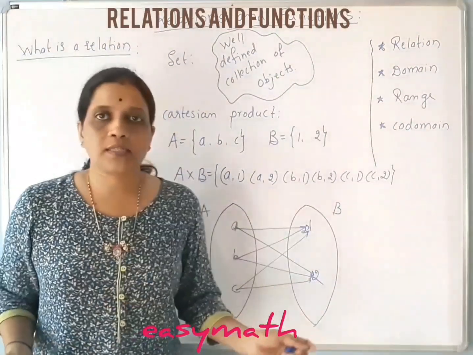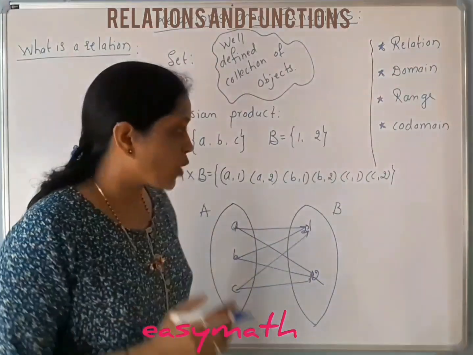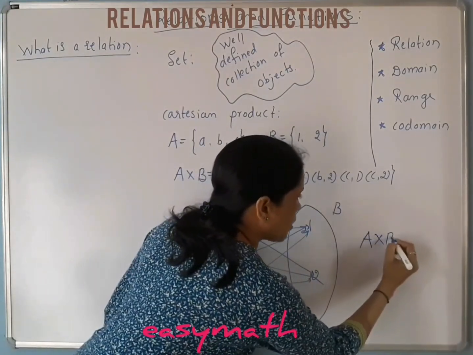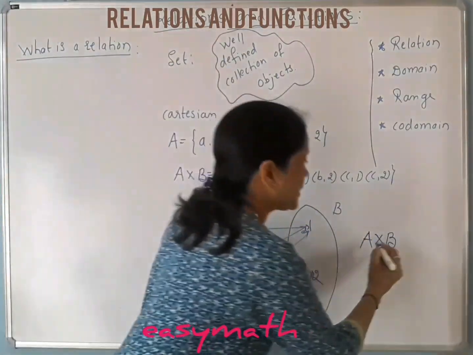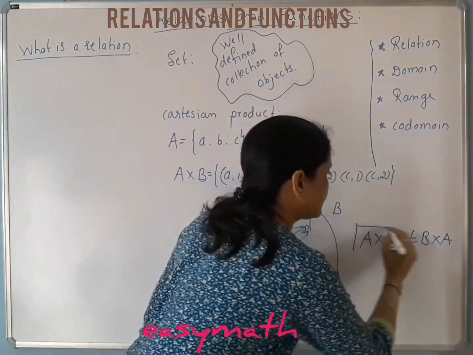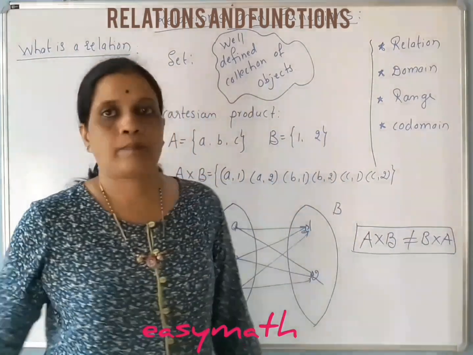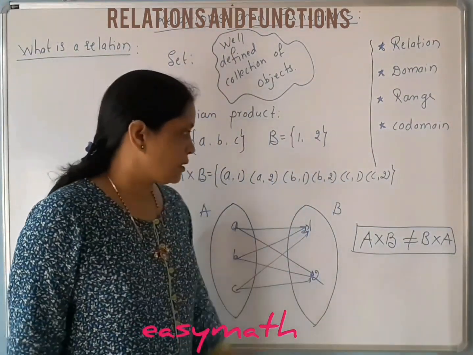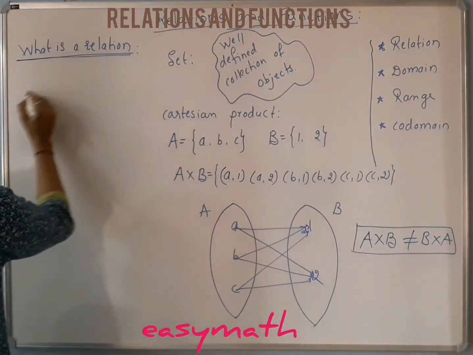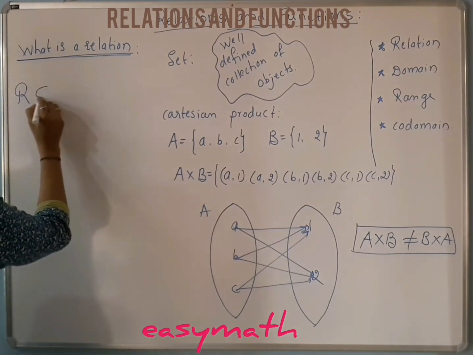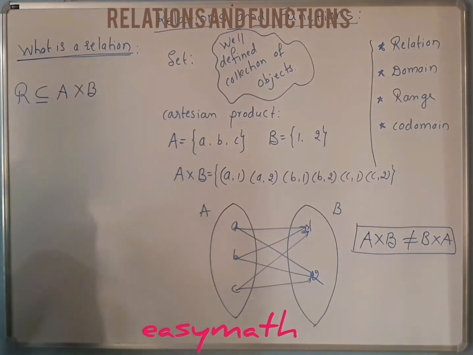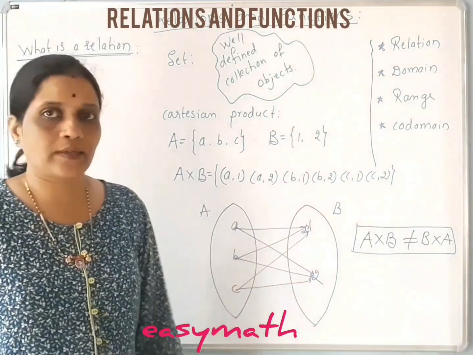In Cartesian product, one thing is very important. Here the order of the ordered pair is very important. So A cross B is never equal to B cross A. Now from this, we can define what is a relation. So a relation R is a part or a subset of A cross B.